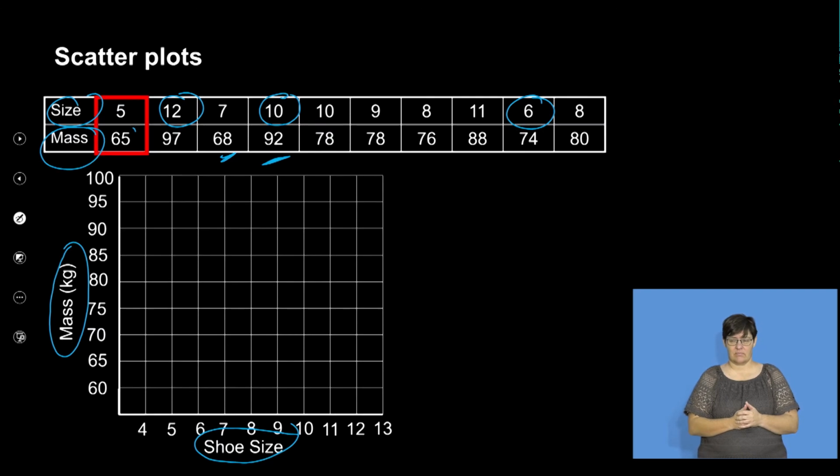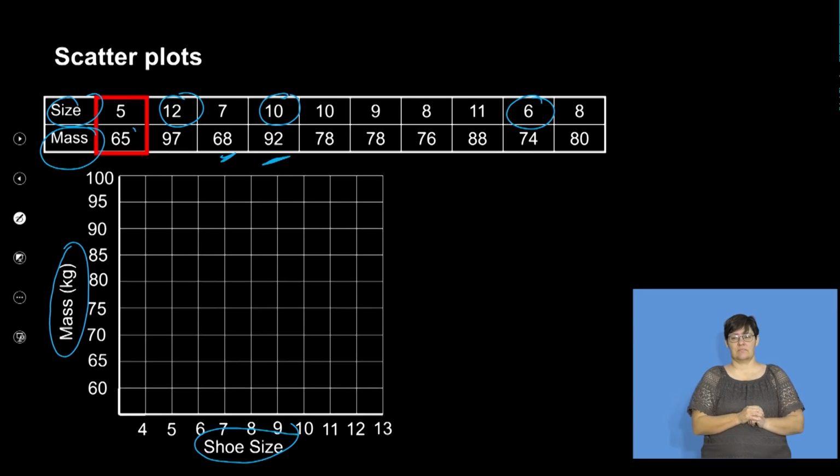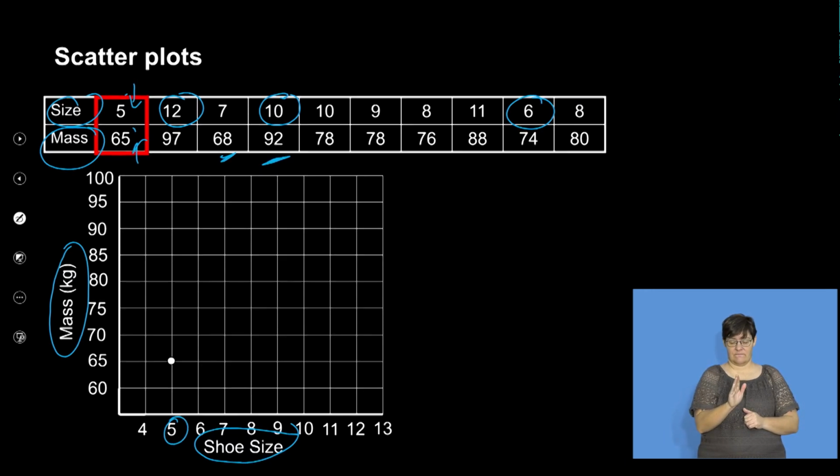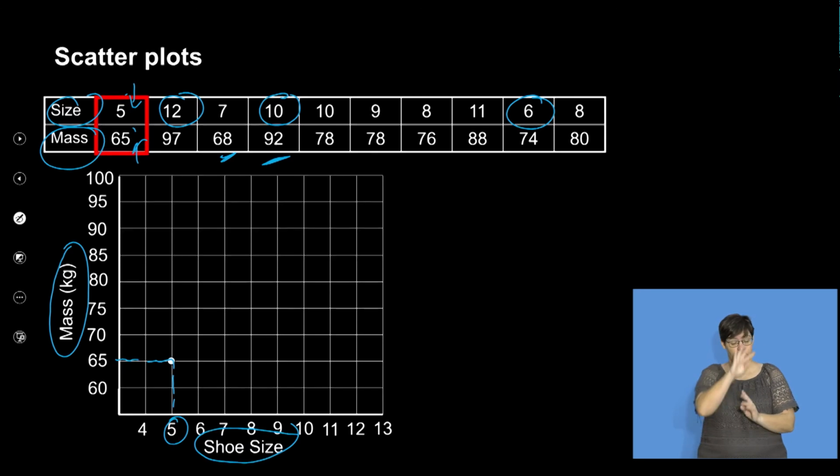And remember to choose your scale, especially if you're not given a place where you draw your scatter plot, okay? Scale is very important. So this would be my x and this would be my y. Let's see what we do with this. If x is 5, y is 65. Then I put that as a point. Are we together? On my Cartesian plane.